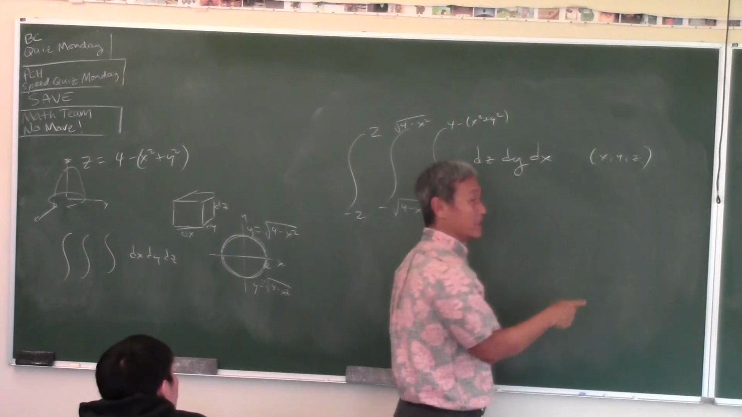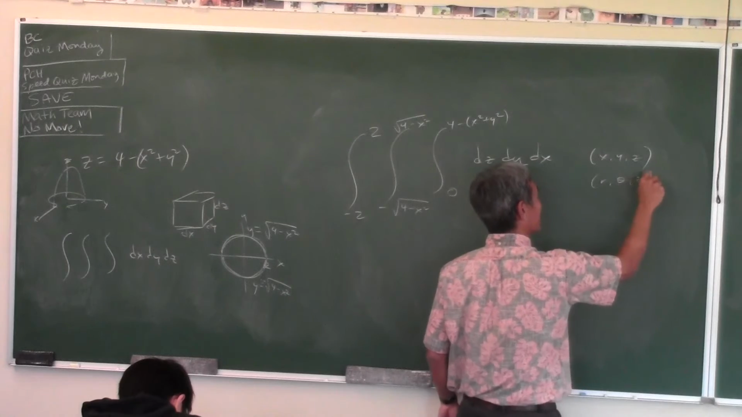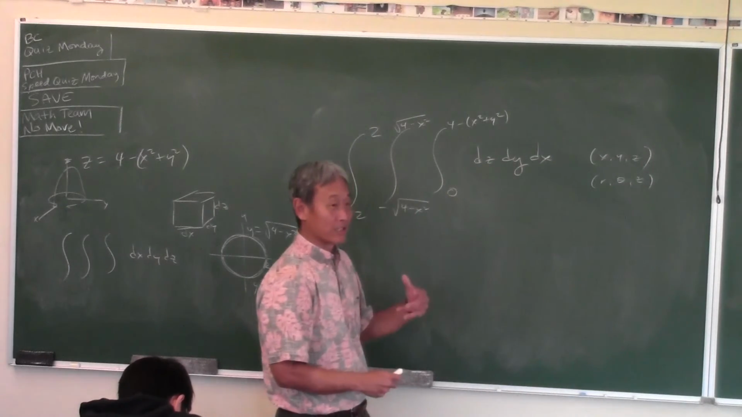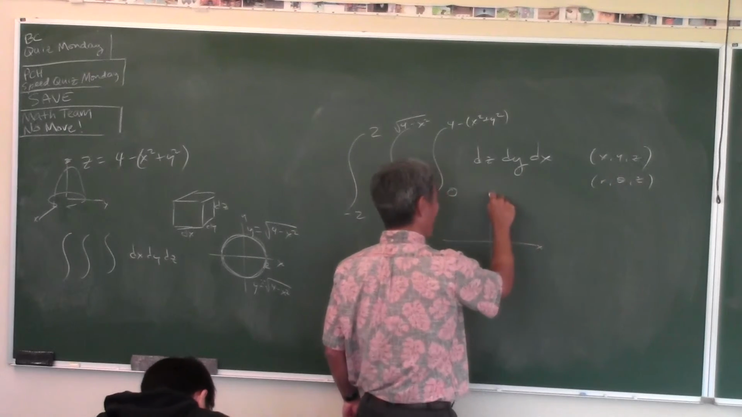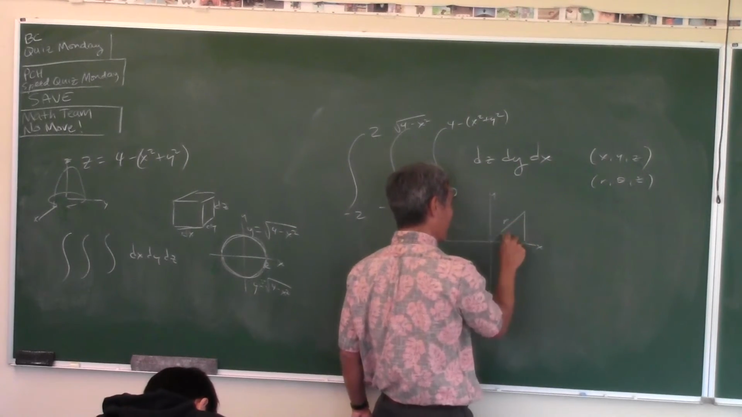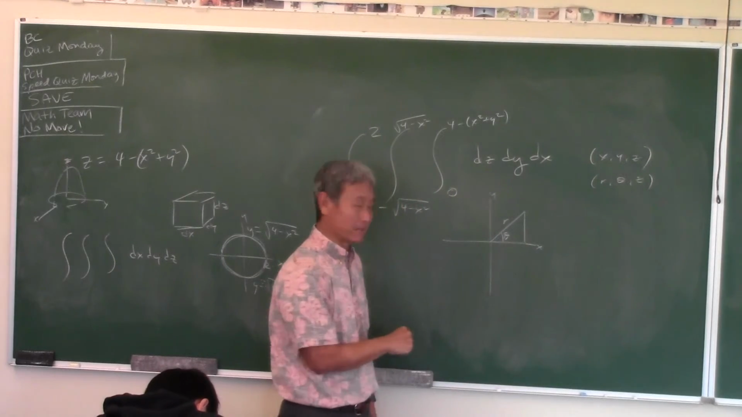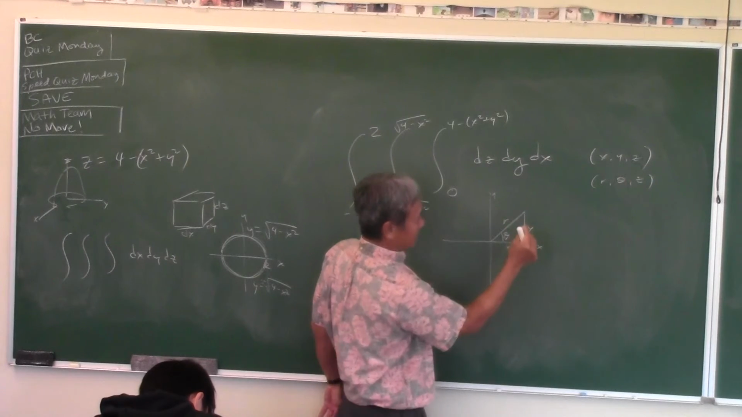So x, y, z, that's the rectangular coordinate system. r, theta, z, we call that cylindrical coordinates. So basically, r and theta are the same r and theta in the polar coordinate system, just like this is x and y, except you got the z coordinate coming up like this, yeah?